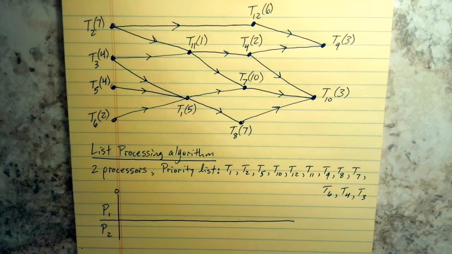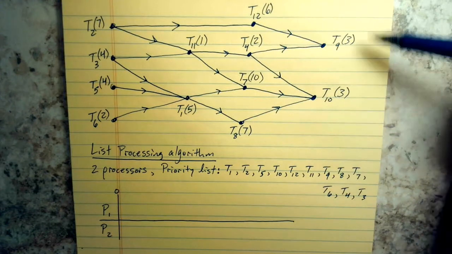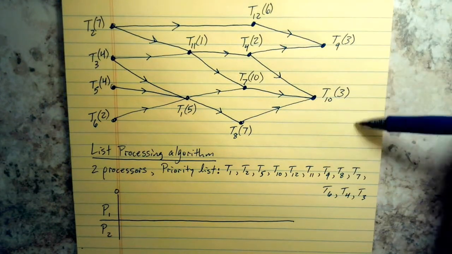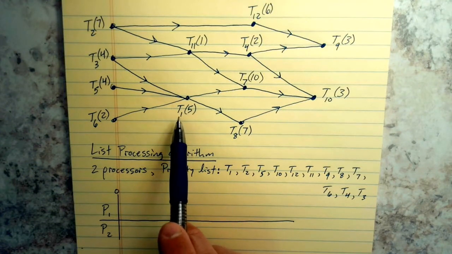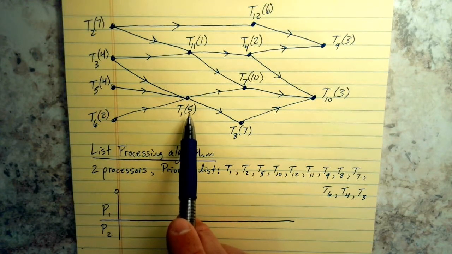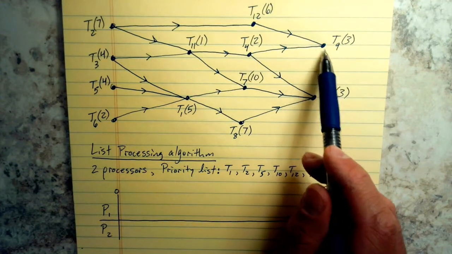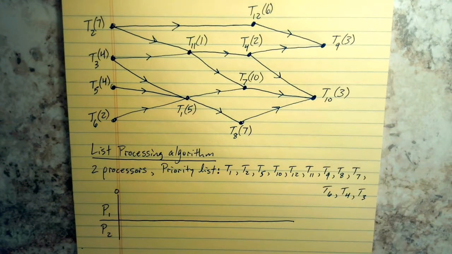So let's look at this example. This is a digraph at the top. This digraph represents a bunch of tasks that need to be scheduled. In fact, there are 12 tasks. The subscripts indicate the task numbers, and the parenthetical numbers represent the times. So for example, this is task 1, and it takes 5 units of time to complete. This is task 9, and it takes 3 units of time to complete.